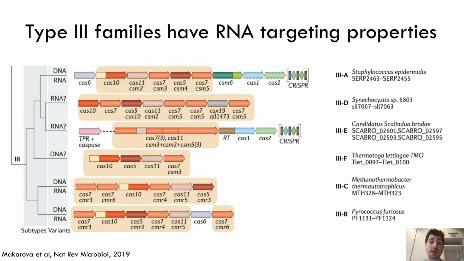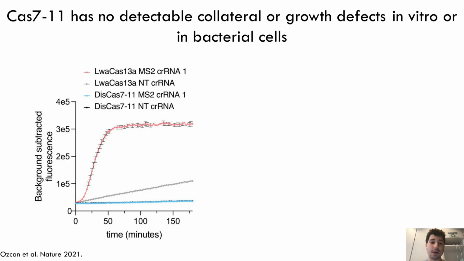One interesting note is that type 3 systems, while RNA targeting, lack the collateral activity of the Cas13 systems. And we can see that in both biochemical and E. coli-based assays. If you do a biochemical collateral assay, where we incubate with a fluorescent bystander reporter RNA and a trigger RNA, you can see that the only large curve coming up here is from the LwaCas13a, and that Cas7-11 has no activity on that collateral reporter because it has no collateral activity.